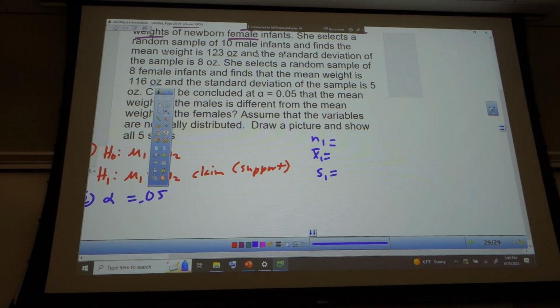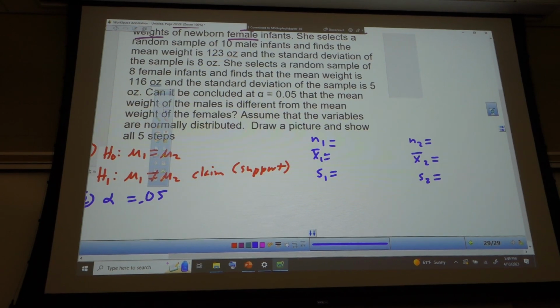Females, sample of. Sample of is always your n, and then your x bar and your s will always have units, in this case ounces, right? They'll have labels. So make sure that you find those pieces.